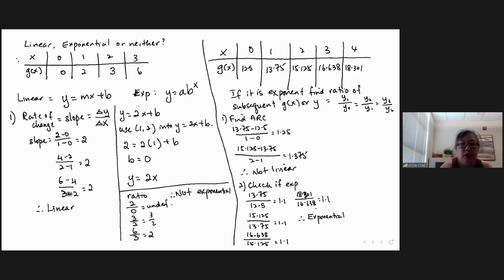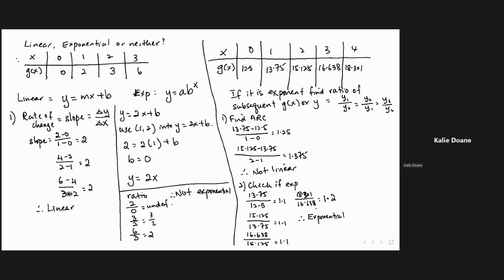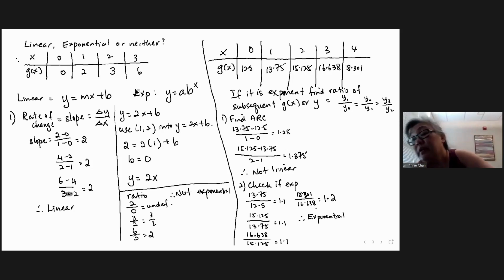What if you find a ratio and this one went rogue, and whether you round up or round down, you cannot get it to be 1.1, but it is 1.2, and it is not linear. So then will it still be exponential? No, it would be neither. Because in order for it to be exponential, the ratio must be all the same. No ifs and buts.